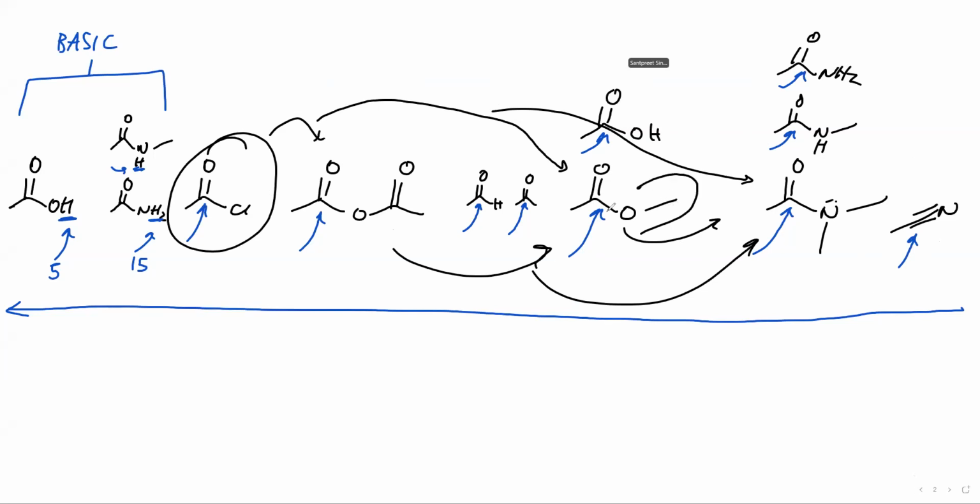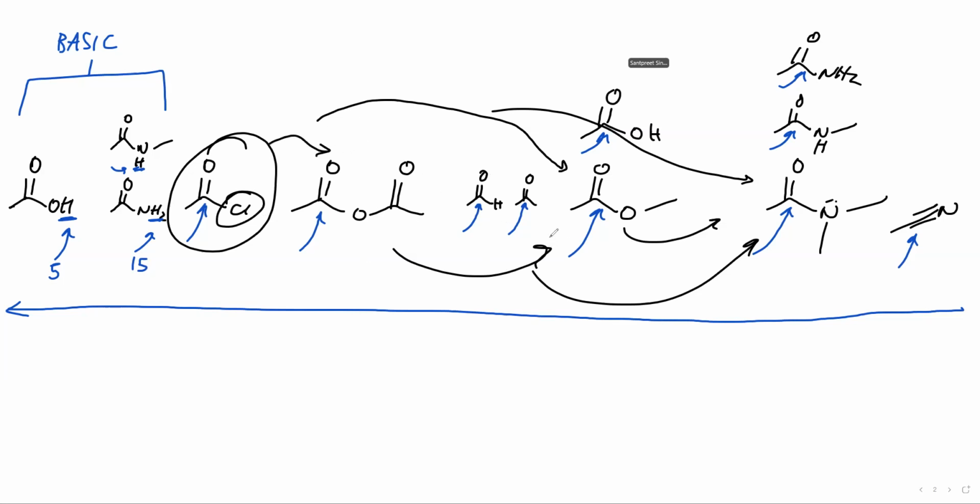But notice how we can never go up. We're always going down this reactivity ladder, but we can never go up. The reason for that is that going up would require us to add on better leaving groups. And if we're adding on better leaving groups, those leaving groups are going to leave instead, right? So really all you can do is go down the reactivity ladder. You can never really step up the reactivity ladder.